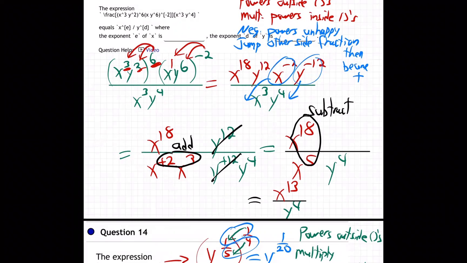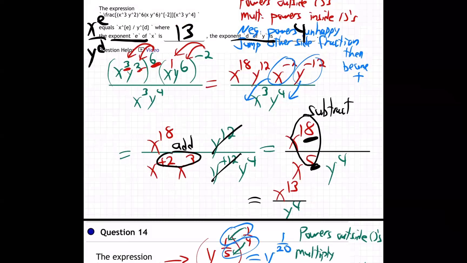And so the answer is, so what they're asking us for up here, they're saying, what's the power for X? 13. What's the power for Y? 4. That's what they just want, the numbers. All they want is, hey, what's the power on the X? Hey, what's the power on the Y? They're saying it's X to some power E over Y to some power D. That's how they're saying it. And they're saying, what's the power on the X? What's the power on the Y? 13 and 4.